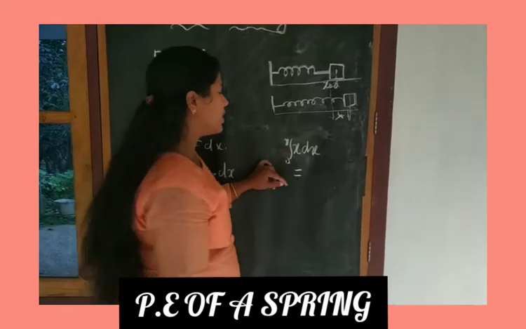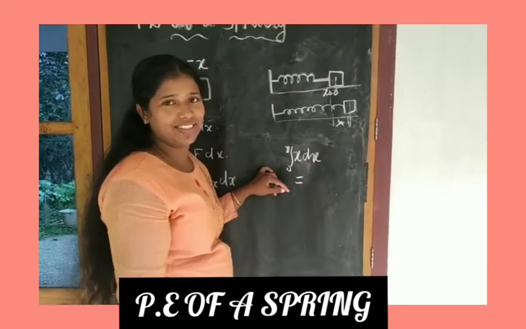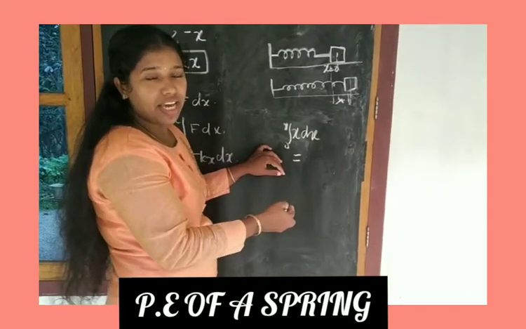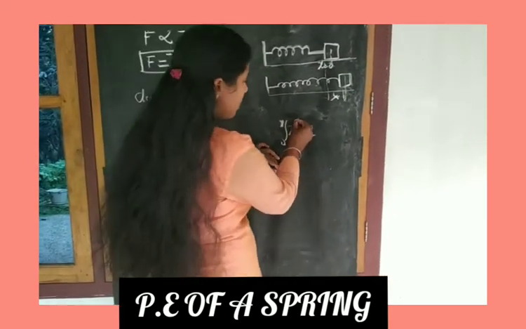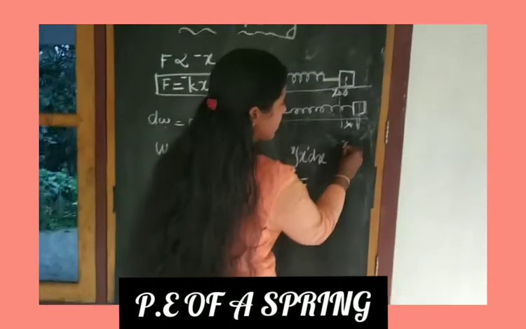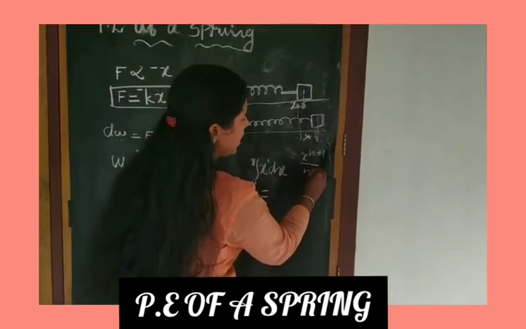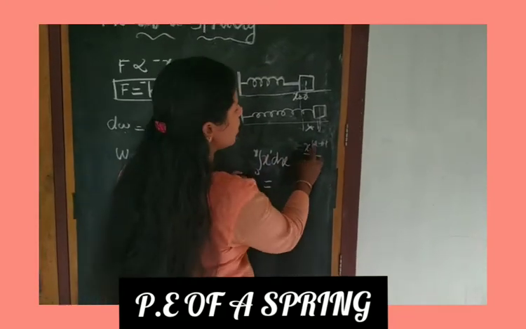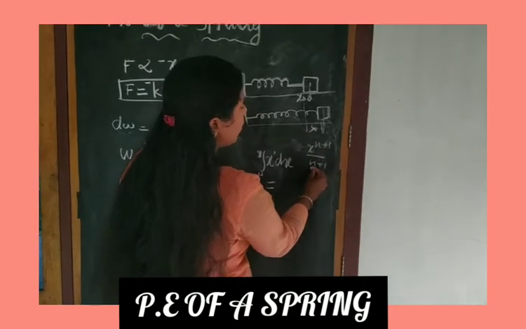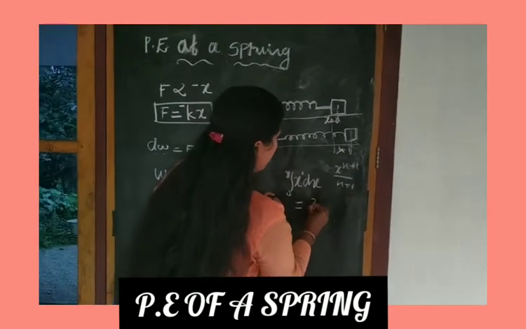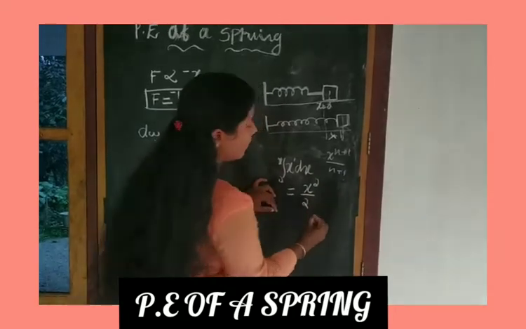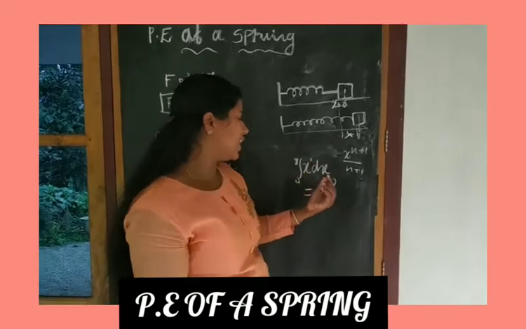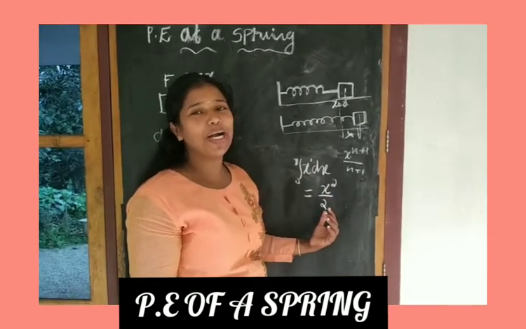Then we know the integration of x raised to n is x raised to n plus 1 divided by n plus 1. Here n is 1, so x raised to 1 plus 1 is x squared, divided by 1 plus 1, which is 2. Then we get the answer x squared divided by 2. We will study this in maths. The integration of x dx is x squared divided by 2.